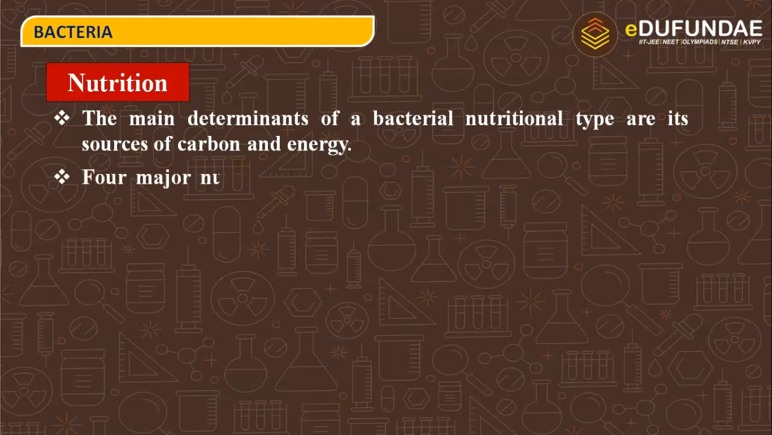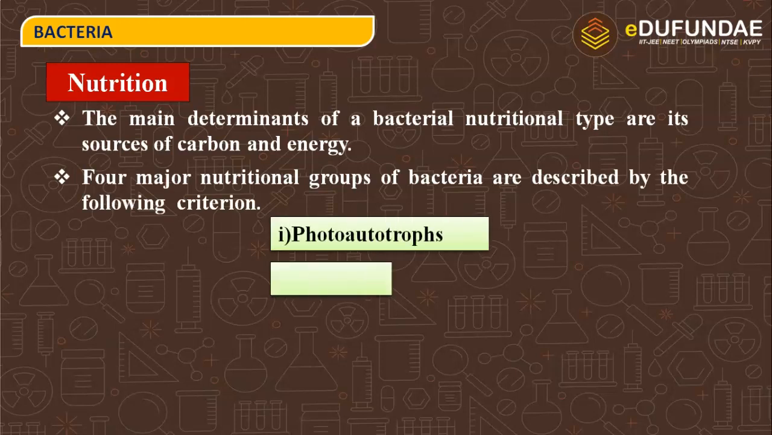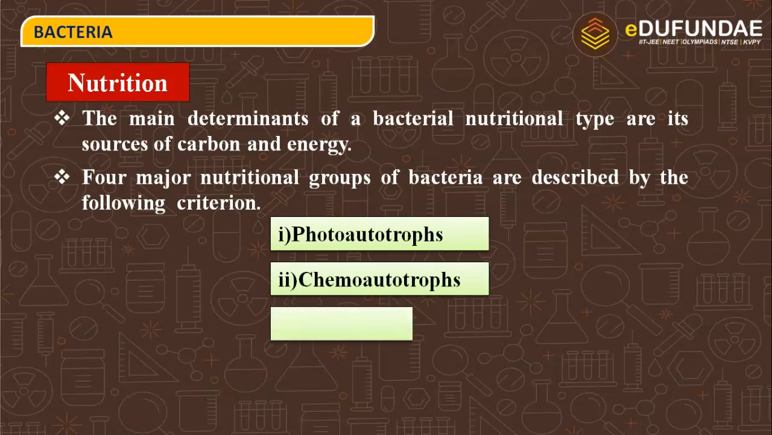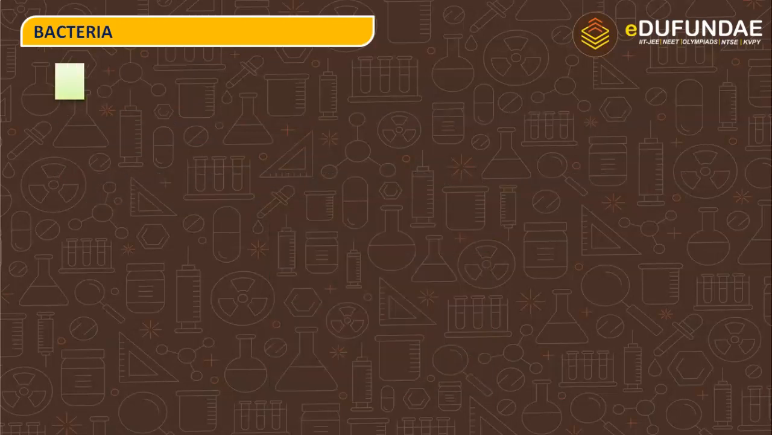So we see that there are four major nutritional groups of bacteria that are described by the following criterion. They can be the photoautotrophs, they can be chemoautotrophs, they can be photoheterotrophs or the chemoheterotrophs. Now let us discuss these.